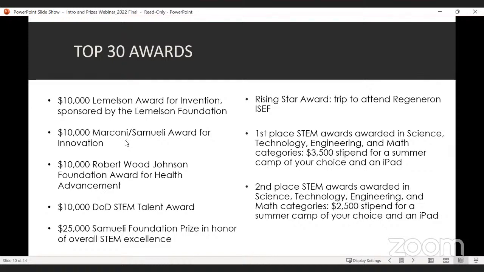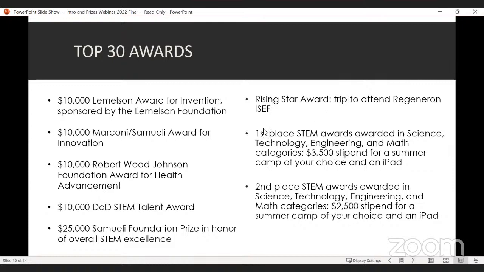We have the Marconi Samueli Award for Innovation, the Robert Wood Johnson Foundation Award for Health Advancement, and the DoD STEM Talent Award as well. And of course, our top award, which is the $25,000 Samueli Foundation Prize in honor of overall STEM excellence.